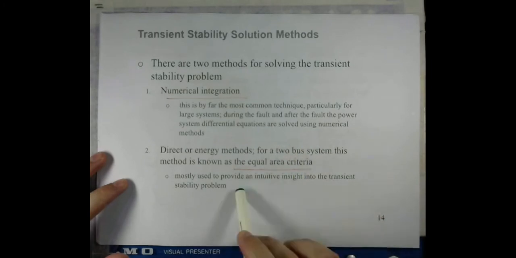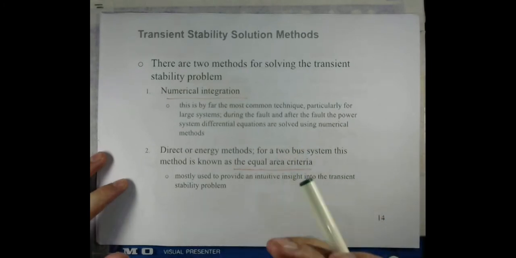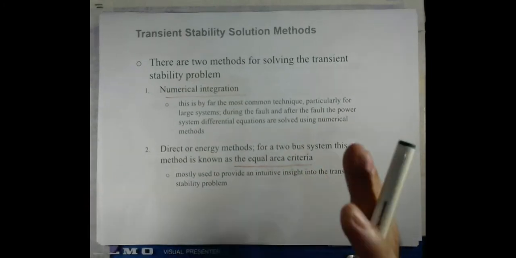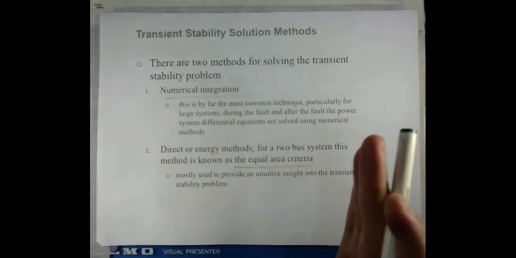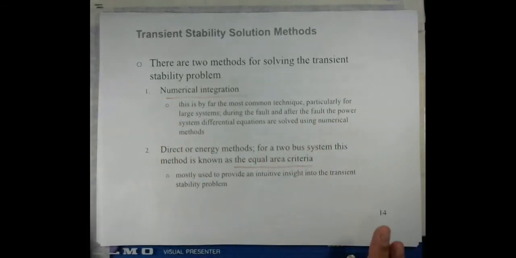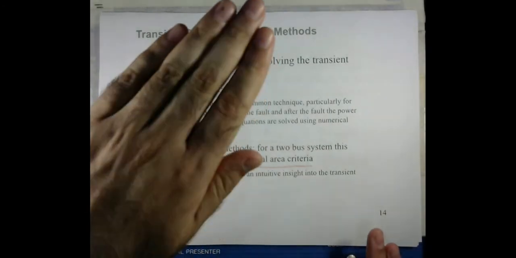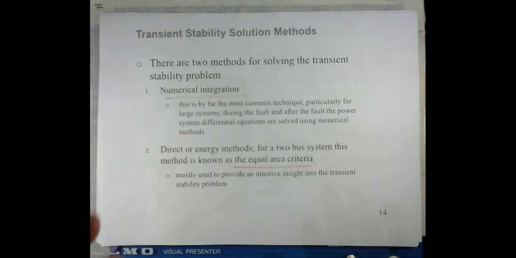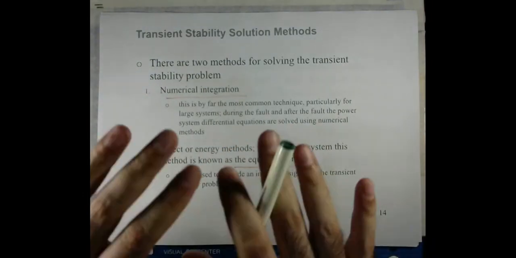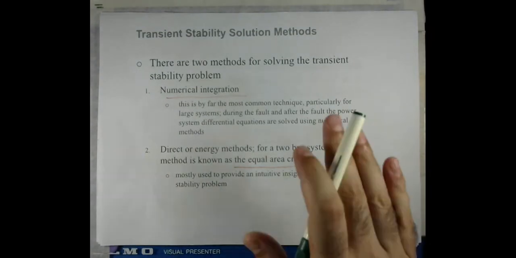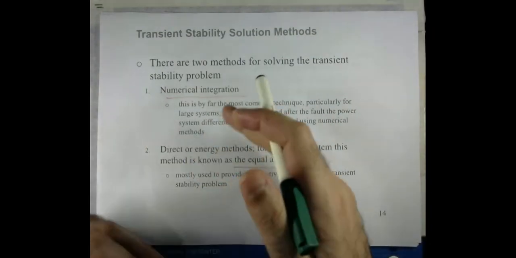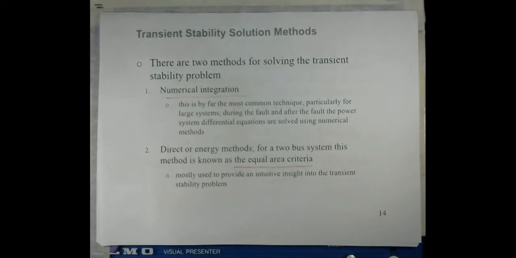In this method, the swing equation is not solved, rather it is an intuitive method, where based on the graphical representation of the energy, it is predicted whether the system will remain in stability or will lose stability after the system is exposed to a transient, or a large disturbance. So these are the two methods of analyzing the stability.